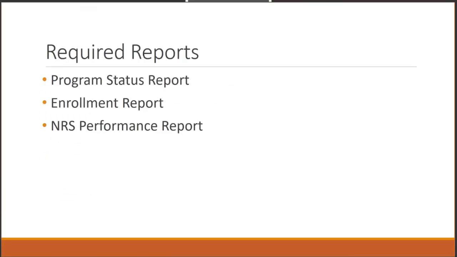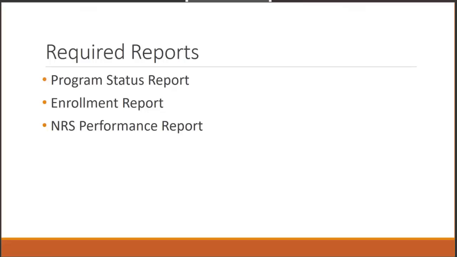The required reports are the program status report, the enrollment report, and the NRS performance report. So the program status report summarizes the student count, pre and post testing rates, attendance hours, enrollment hours, and units of instruction by instructional category. So this is a good report to keep an eye on throughout the year, and not just during reporting deadlines, just to make sure you're meeting that 65% post-testing requirement.